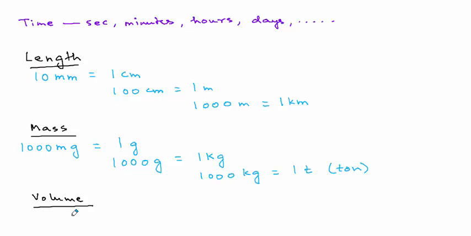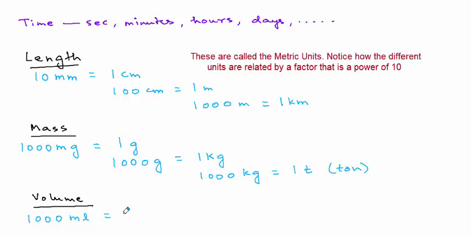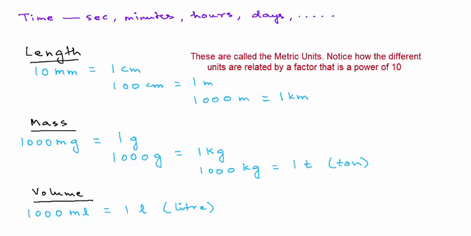A common unit of measuring volume is the milliliter, ml, and if you take 1000 of them, what you get is called 1 liter. Let's try out some problems.